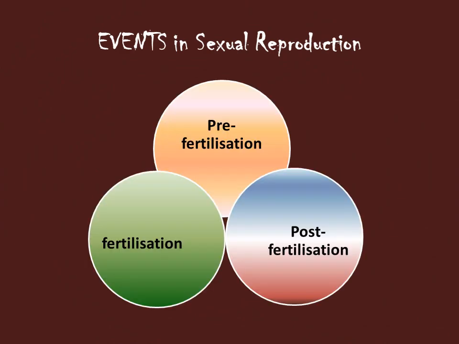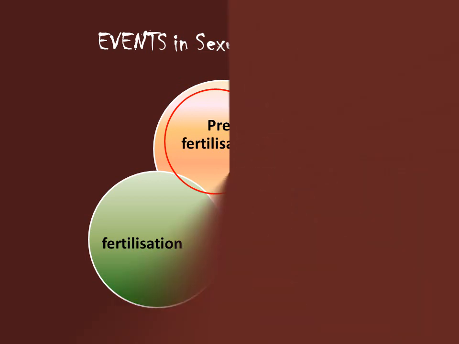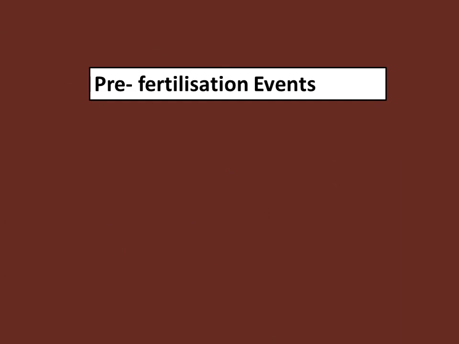Events in sexual reproduction. There are three events in sexual reproduction: pre-fertilization, fertilization, and post-fertilization. We will learn pre-fertilization first. Pre-fertilization events.